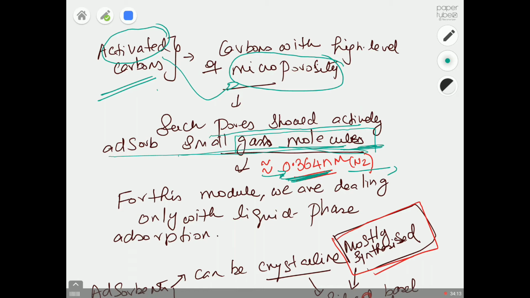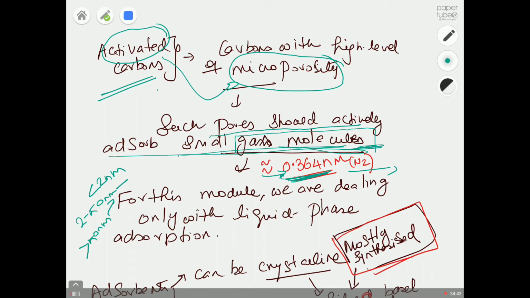We don't have to go into those details, like what is a micropore, what is a mesopore, what is a macropore. You don't have to go into those details for this module. But if you want, I can say it quickly: anything less than 2 nanometer are micropores, and 2 to 50 nanometer we call mesopores. Anything greater than 50 nanometer we call macropores. Try to remember these in your mind.